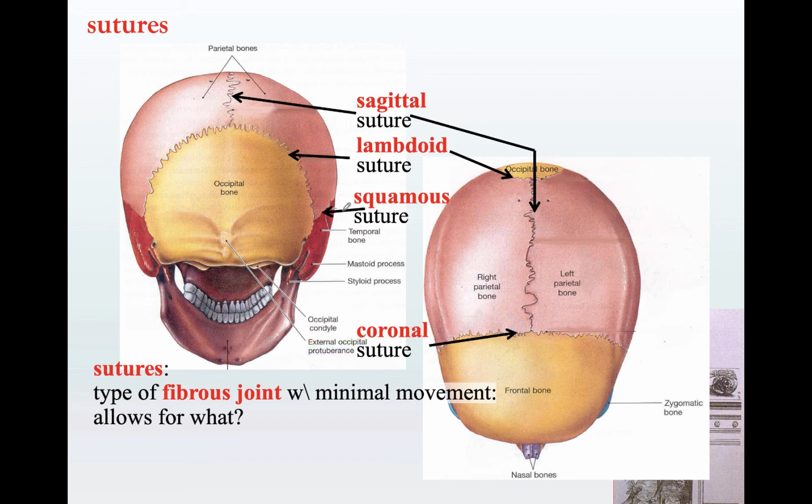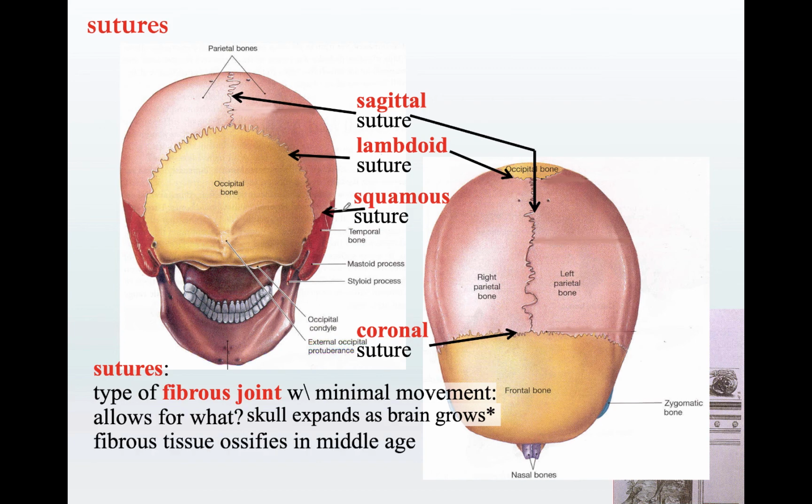Why don't we just have one nice solid bone? Well, the reason is that as the brain grows and gets bigger, the skull has to expand. And so that's what this allows for. And over time, that fibrous tissue will ossify and it becomes almost one bone. But that isn't completed until you get into middle age. And so it'll be a while for you. You haven't completely ossified all of those sutures.